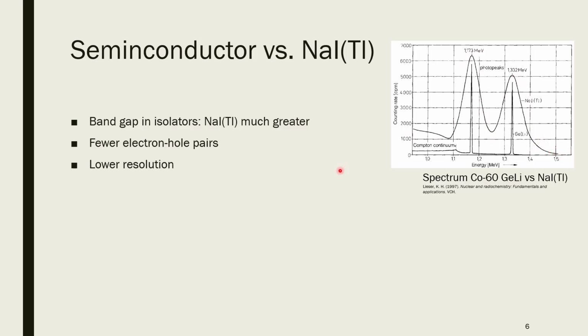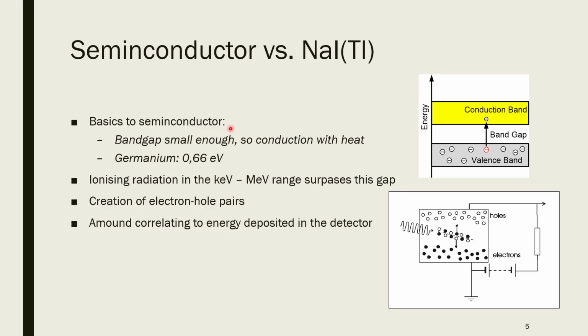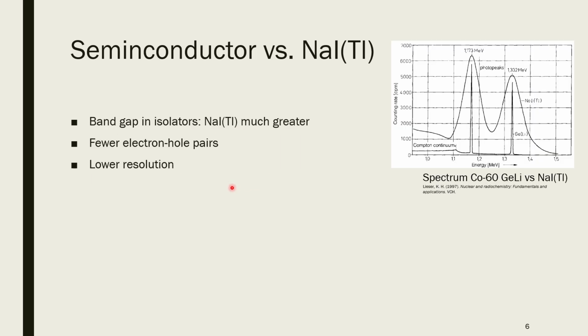This is because sodium iodide is an electric isolator. So the aforementioned band gap is much higher, meaning that, if you want to say it like that, there is more energy lost before the creation of excitons can occur. So you will have fewer electron-hole pairs if the same energy gamma rays hit the thallium-doped sodium iodide crystal, meaning that you will have a lower resolution.